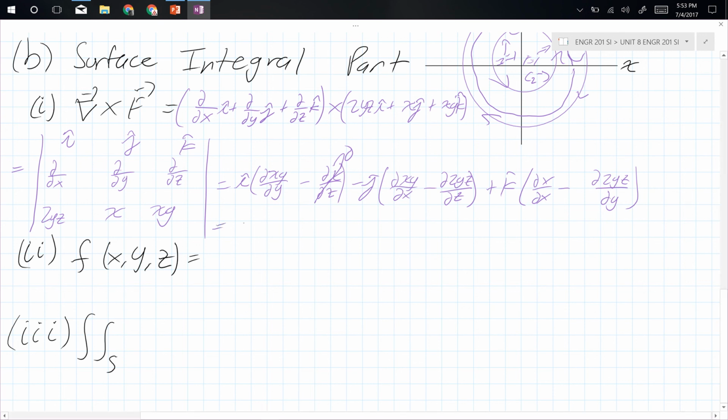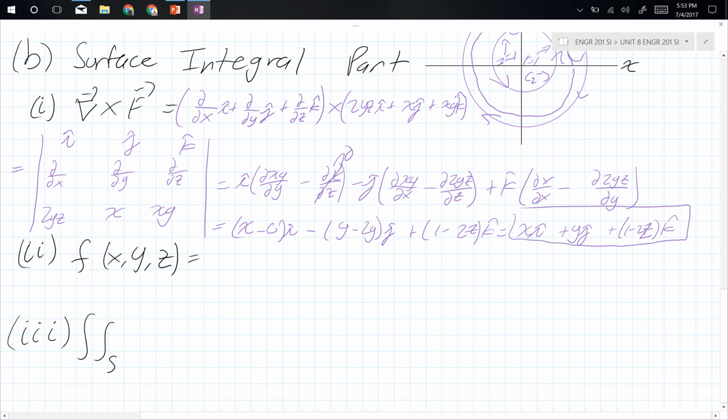So this would equal x minus 0 i, minus y minus 2y j, plus 1 minus 2z k, which equals x i plus y j plus 1 minus 2z k. Alright, so this is our del cross F.